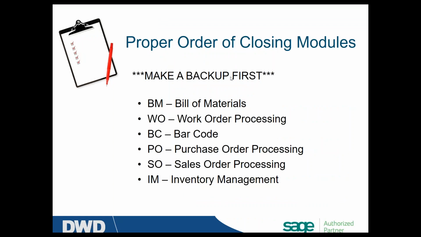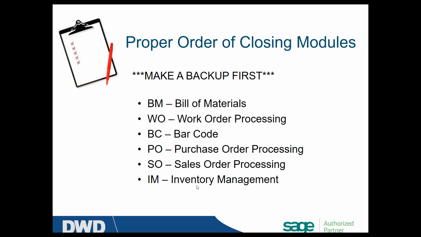Once we've made that backup, then starting with the bill of materials module, it is toward the bottom of our list. That would be the first module we would close. Because bill of materials feeds into work order processing, we would then want to close that module. The barcode module, that's what helps facilitate the ease of data entry when we are scanning things. That one would then close next, because these all tend to feed into purchase order and so on. So basically, we're kind of walking through manufacturing modules.